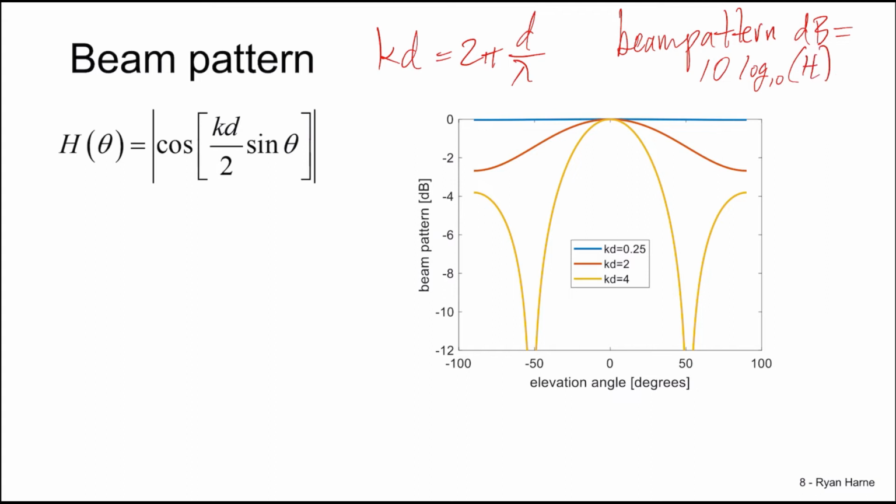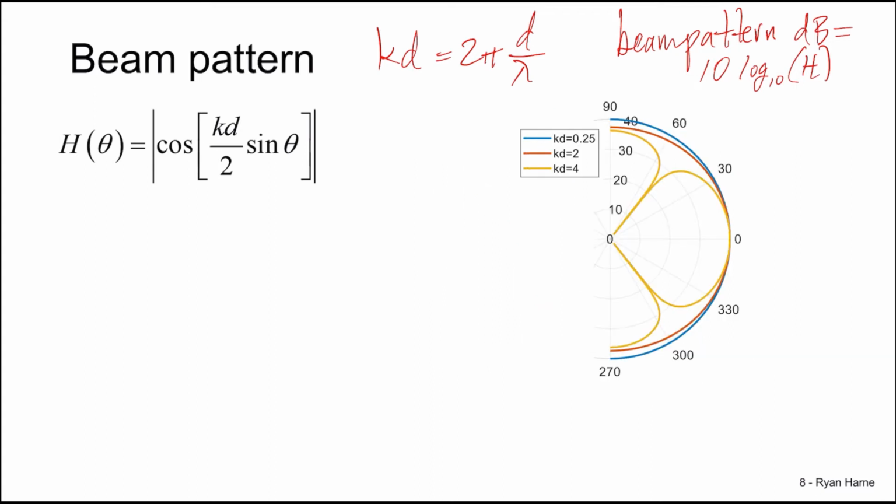Now going to a case when KD is 4 and the characteristic dimension is notably larger than the wavelength, what we find are these nulls, these low values of the beam pattern. Admittedly, this presentation of the plot is a little bit arbitrary and complex to understand. More often the beam pattern is plotted in a polar sense.